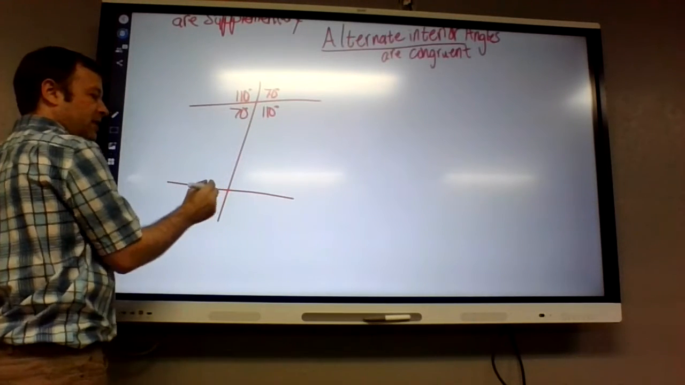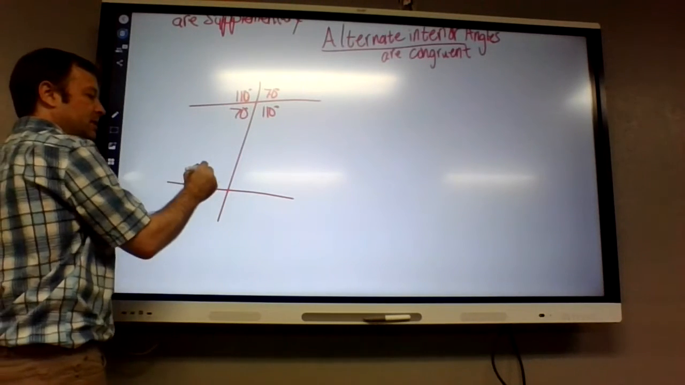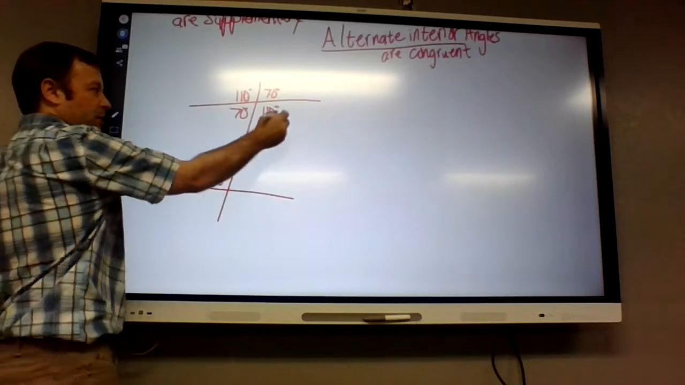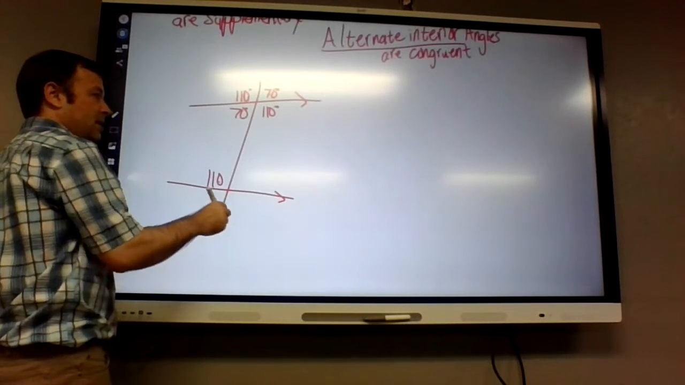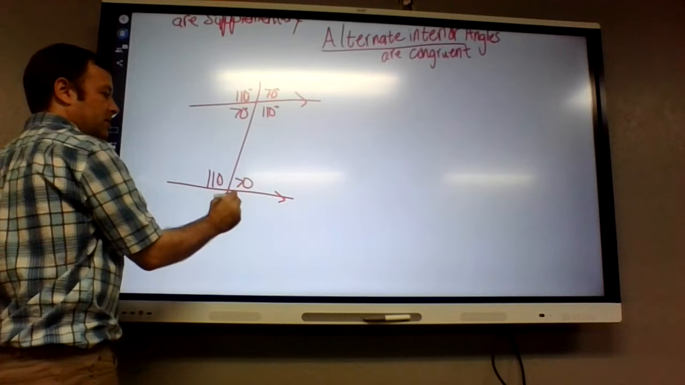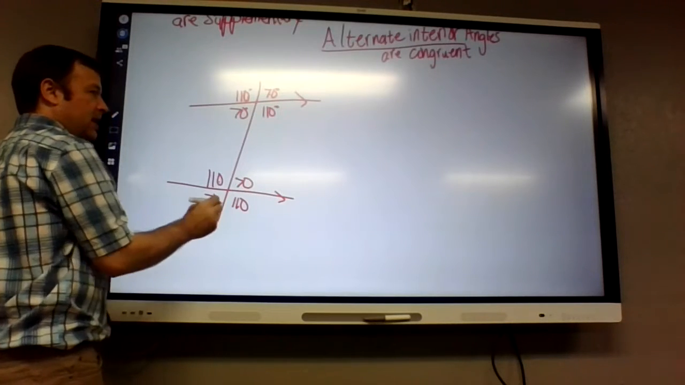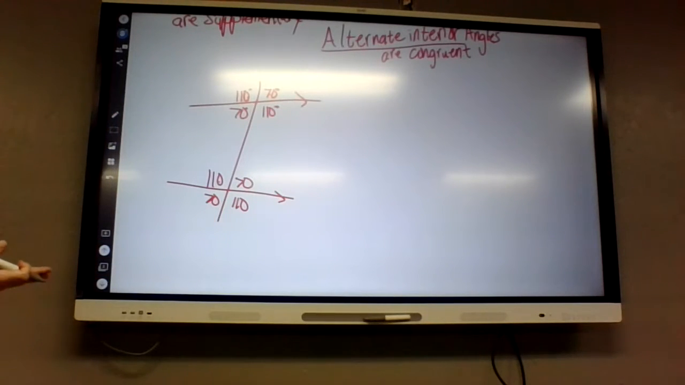How about this angle right here? 110. Now this is assuming the lines are parallel, right? So I'll put a little parallel on. About this one? Okay, so they're all the same as each other or supplementary to each other. There's like only 2 options.